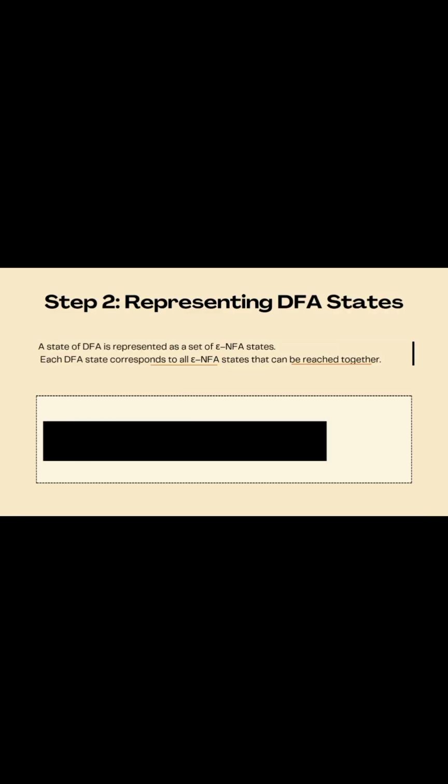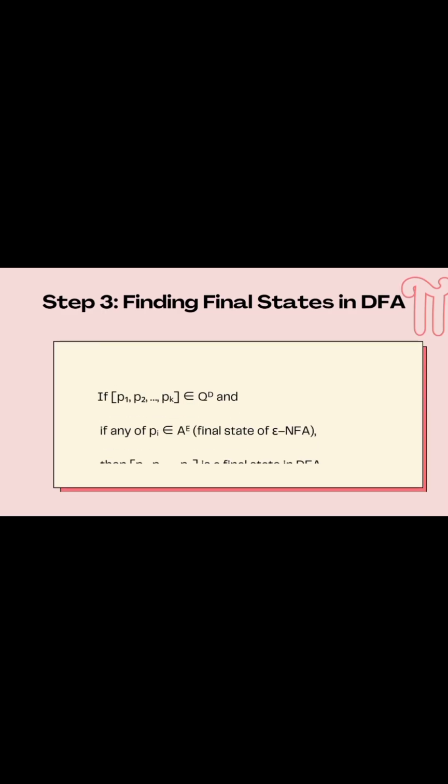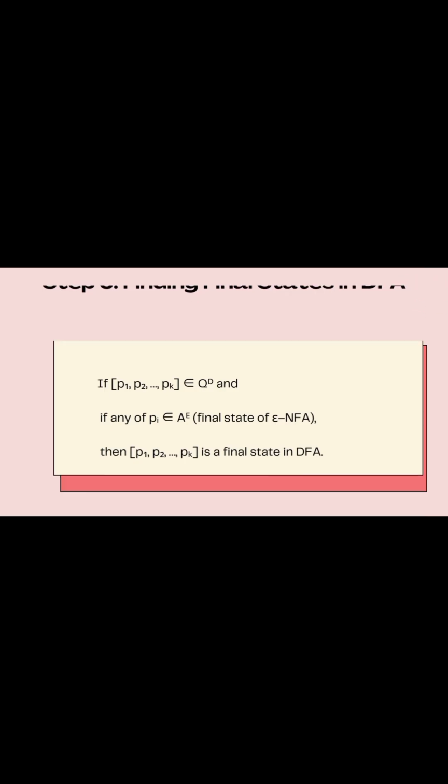Next is step 2. Each DFA state is a set of epsilon NFA states, for example Q0, Q1 and Q2. The formula for the DFA transition is as below. Step 3: we mark the DFA final states. A DFA state becomes final if it contains any final state of the epsilon NFA. So if Q2 is a final state in the epsilon NFA, then any DFA state that includes Q2 is also a final state.